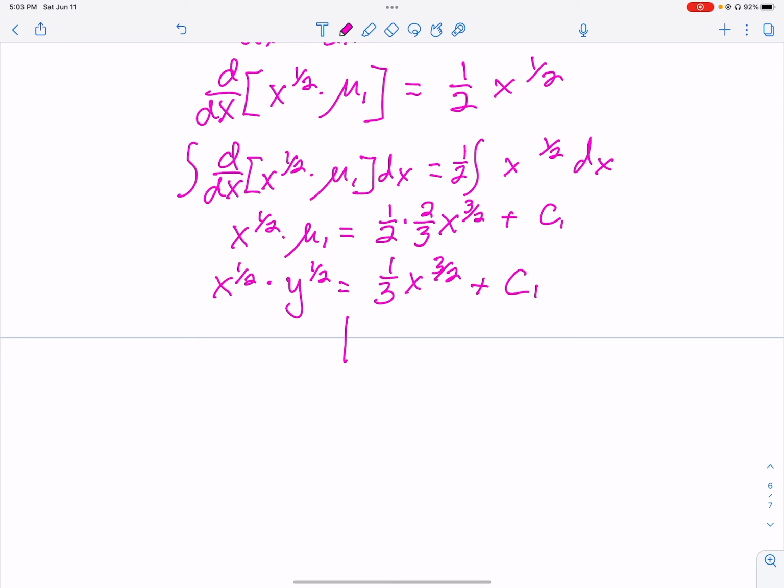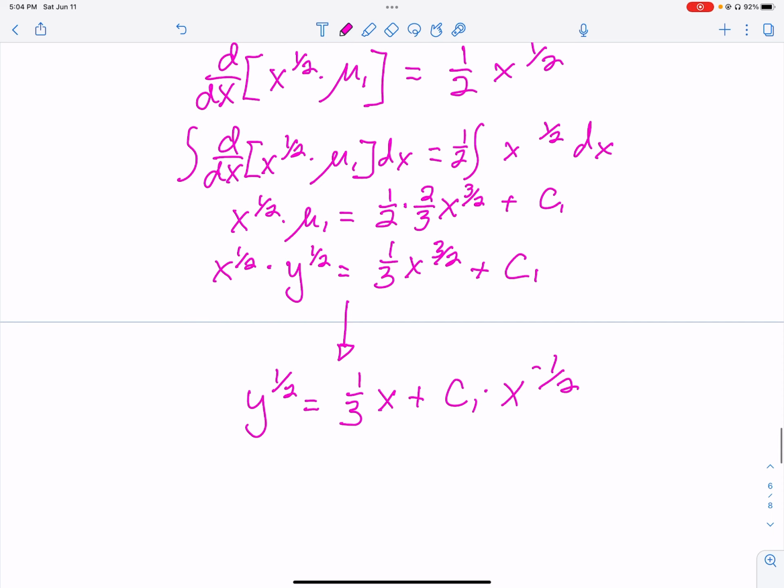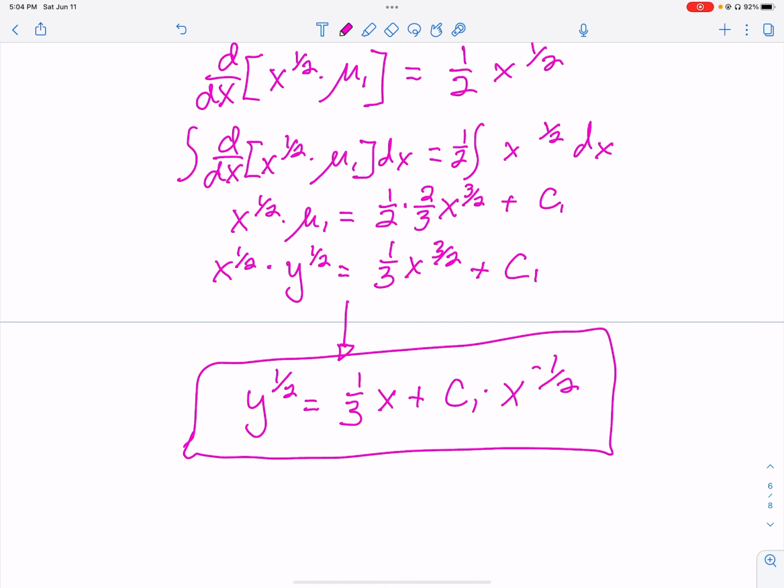We can go one step further. We can multiply by the x to the negative 1/2 to get rid of it on the left side. So we get 1/3 x, because I'm just going to subtract 1/2 from 3/2, so I get 2 over 2, plus c1 times x to the negative 1/2. That is a fantastic answer. It's a great place to stop. You could square both sides if you'd like to. It doesn't really do much for us simplifying wise, so we'll stop there.